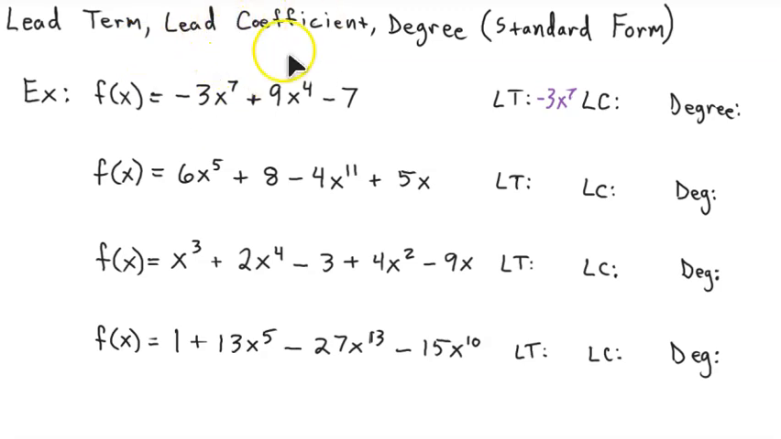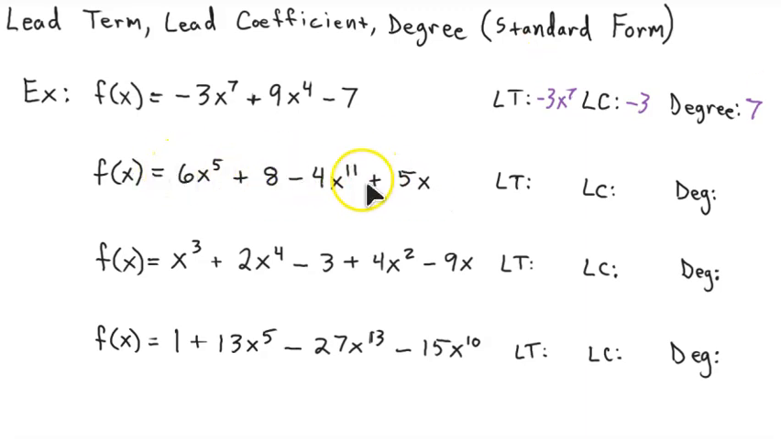The lead coefficient is just the number part of that. The lead coefficient is the number in front of the x. So the lead coefficient here is negative 3. The degree is simply the power on the x of the lead term. So the lead term is x to the 7th power, therefore the degree is just 7. Not the x, it's not x to the 7th, it's just the 7, okay? All right, now let's try the next one.